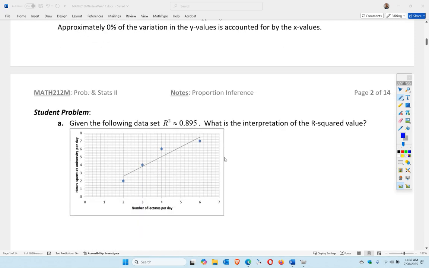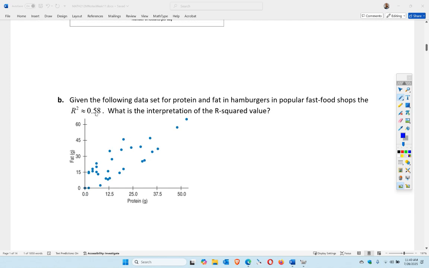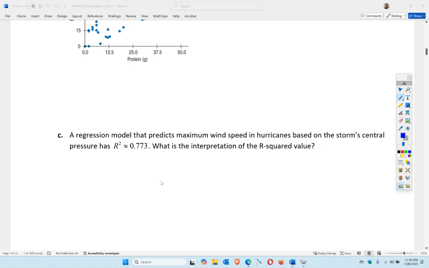Okay, so if we have this one here, 0.895, what is the interpretation of r squared? The hours spent at the university per day are 89.5% of the relationship of the number of lectures per day, because there are other reasons to go to campus besides lectures. So the other percentage is that, basically. So look at fat and hamburgers. If it's 58%, it means 58% of the fat is attributed to the protein in the burger, obviously. So there are other ways to get protein other than just fat. Okay, that's the idea.